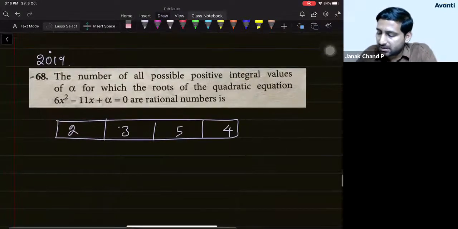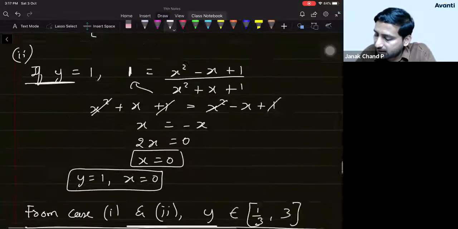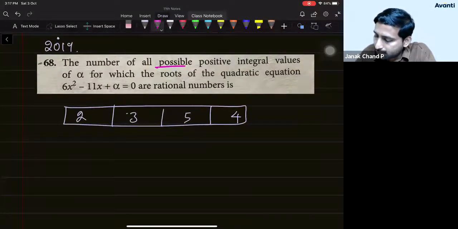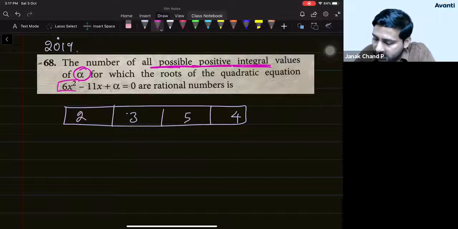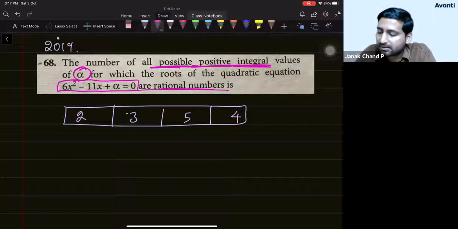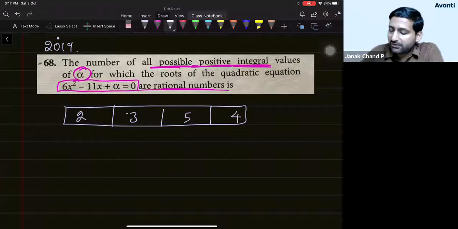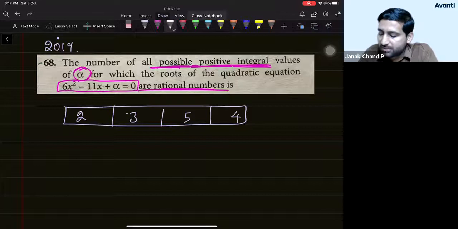So what is given in the question here? The number of all the positive integral values of alpha. So whenever you get some condition, it is better to underline. Okay, only positive integral values of alpha for which the roots of this quadratic equation are rational numbers. Now we all know, students, the meaning of rational number is if we are in a position to write a number as a ratio of two integers. Okay, such numbers are called rational.